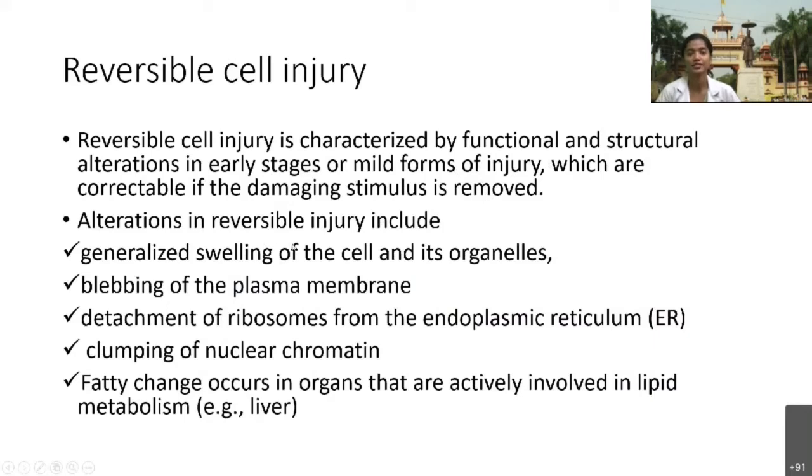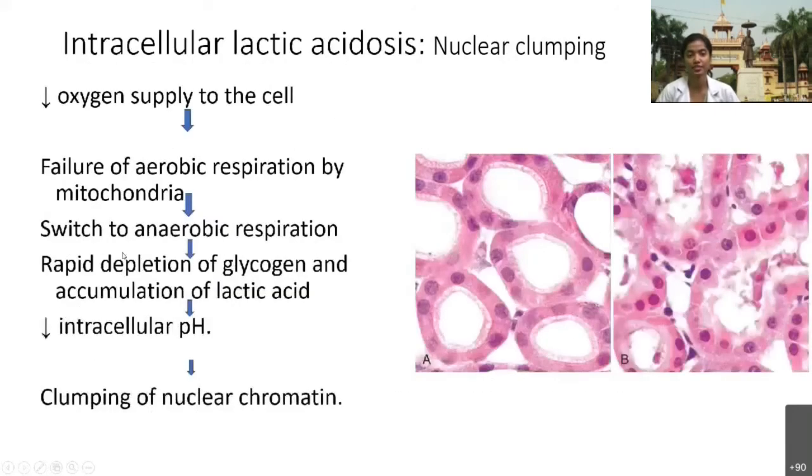Now, what are the alterations seen in reversible injury? There will be generalized swelling of the cell and organelles because of damage of the sodium-potassium pump and increased influx of water. So this cell swelling will ultimately lead to blebbing of the plasma membrane. There will be detachment of ribosomes from the endoplasmic reticulum because of the swelling of the endoplasmic reticulum, clumping of the nuclear chromatin, and the organs which are rich in lipid will show fatty change. So these are the morphological aspects of reversible injury. Coming to them one by one.